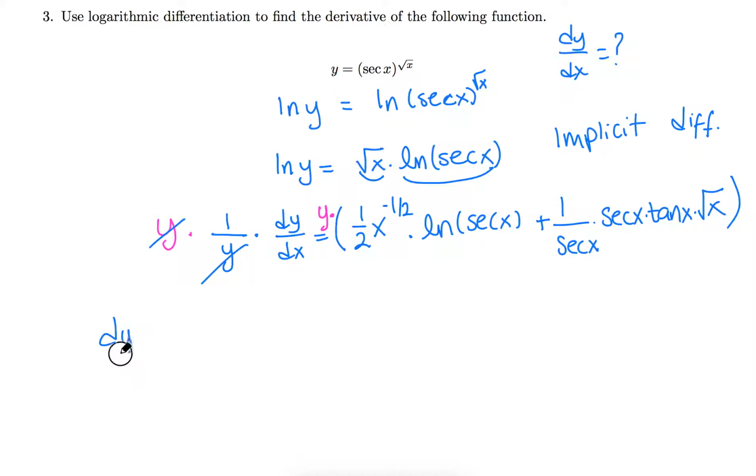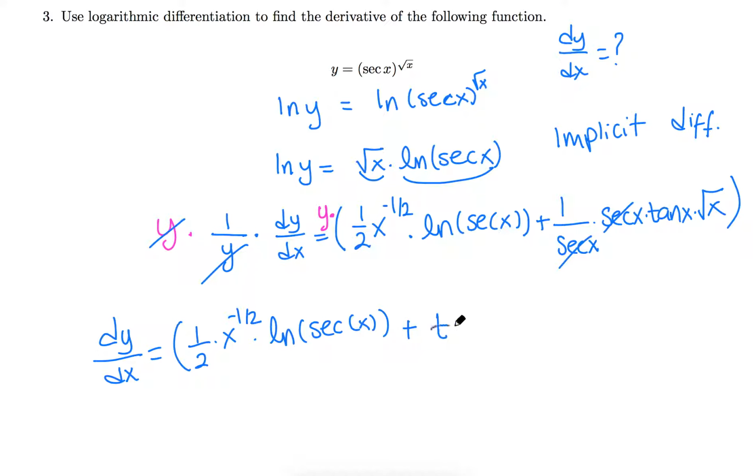So I get dy over dx here equals 1 over 2 times x to the power negative 1 over 2 times ln of secant x. Looks like I lost the parentheses here. And then plus, let's see, secant x's are canceled here, tangent x times square root of x. And I have times y, don't forget that.